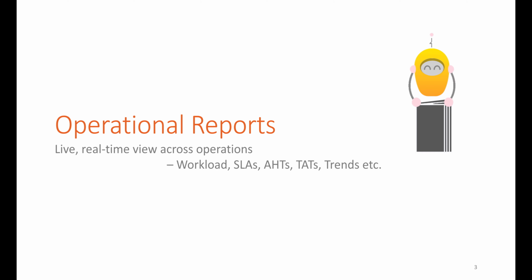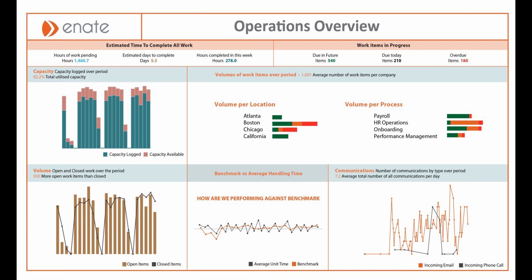Operational reports are the real-time status of your business. This report sample covers areas around capacity utilization, views on volumes, rates of work being created and completed, and handling times. This report is on communication volumetric around incoming calls and emails. Various other reports cover areas such as SLAs and timeliness, historical work trends, and so on.